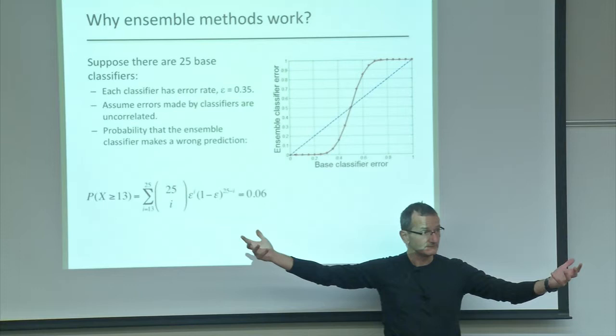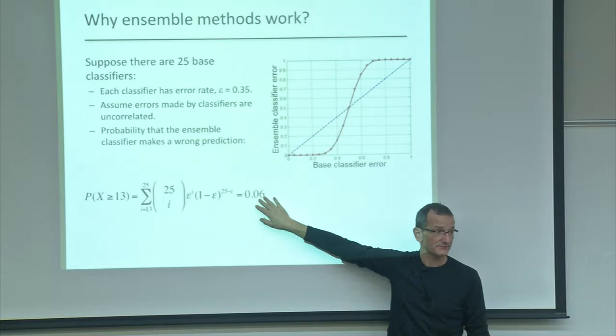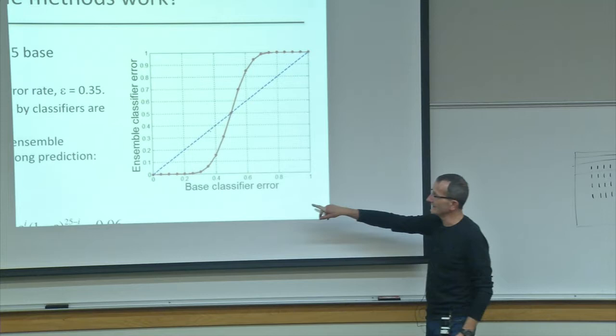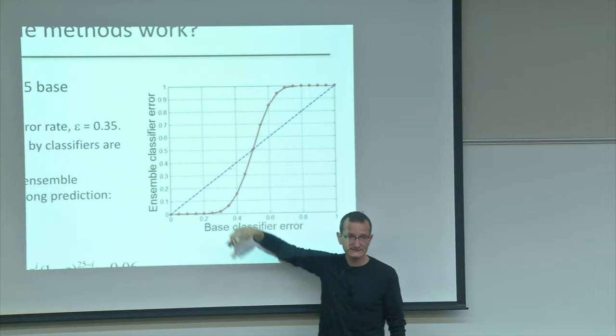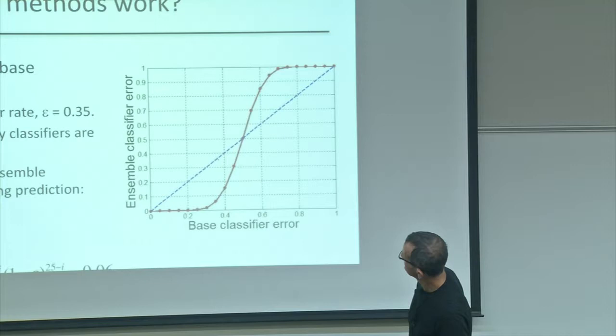I have 25 of them. They are independent. They predict. I combine the predictions by doing just a majority vote, and then the probability of having an error drops to 6%. This is a plot that shows how that happens. The x-axis is the base classifier's error, and the y-axis is the ensemble's error. So if my base classifiers have a very... that should not be an error, that should be an accuracy.